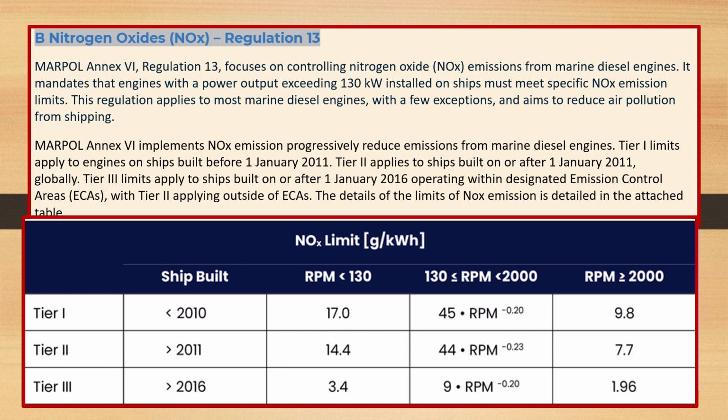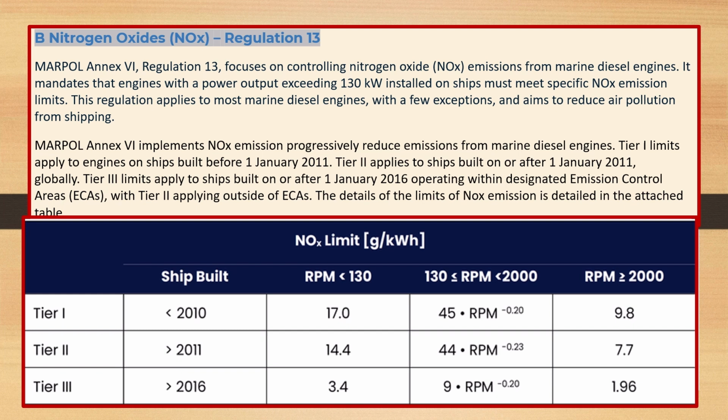B. Nitrogen oxides. Regulation 13. MARPOL Annex VI, Regulation 13, focuses on controlling nitrogen oxide emissions from marine diesel engines. It mandates that engines with a power output exceeding 130 kilowatts installed on ships must meet specific NOx emission limits. This regulation applies to most marine diesel engines, with a few exceptions, and aims to reduce air pollution from shipping.